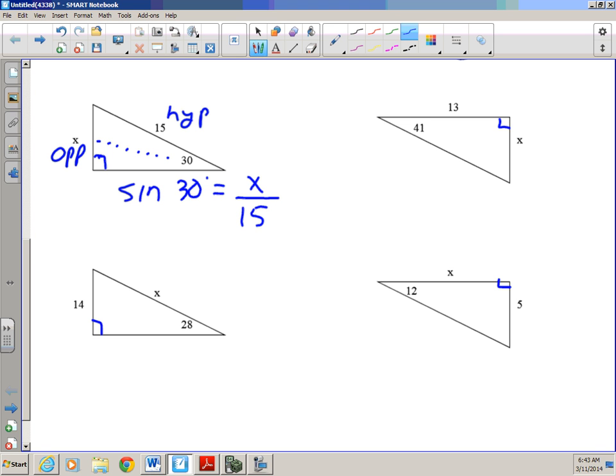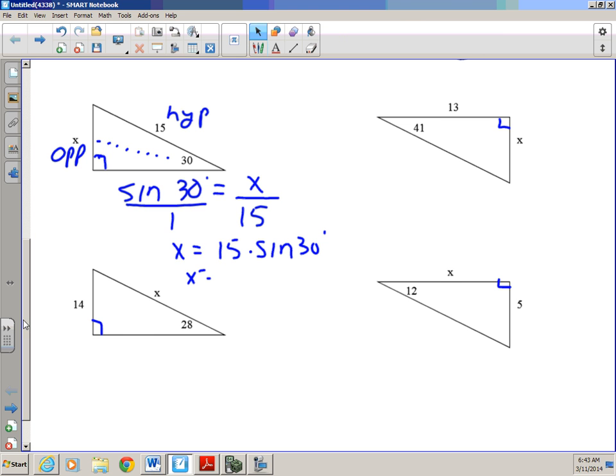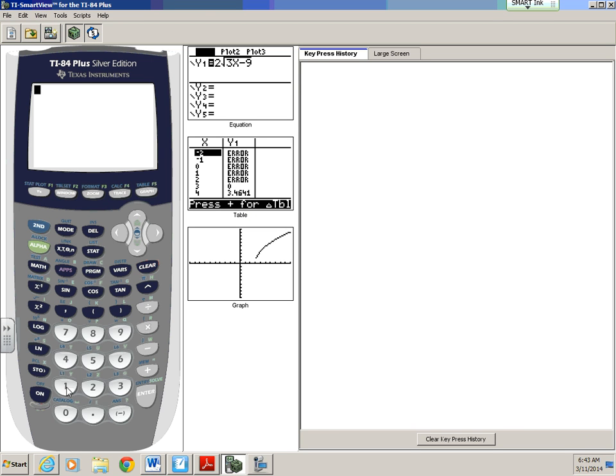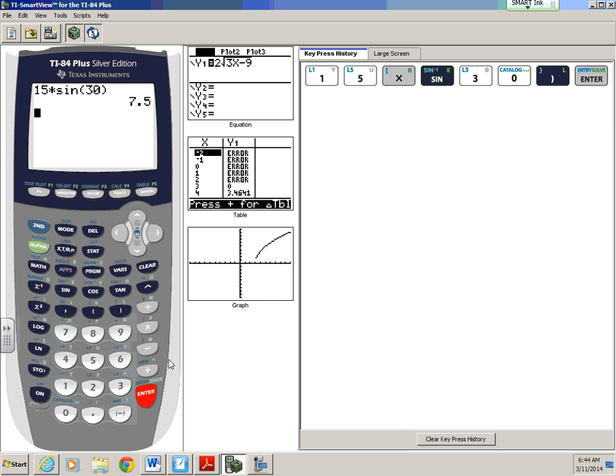Now, if you think of this as sine of 30 over 1, you're going to cross multiply, so that you get x equals 15 times sine of 30. Now, this is the one thing you have to be careful about with the calculator. When you put this information into the calculator, you want to put the side measure in first: 15 times sine of 30, and close your parenthesis to get your answer of 7.5.